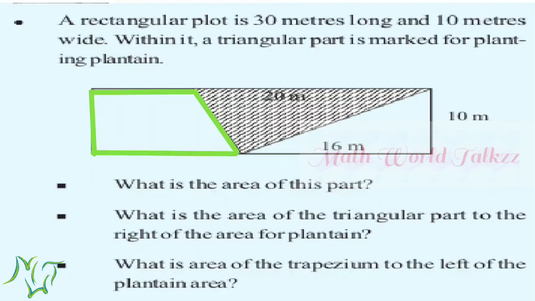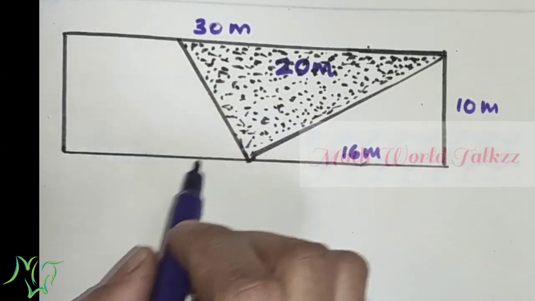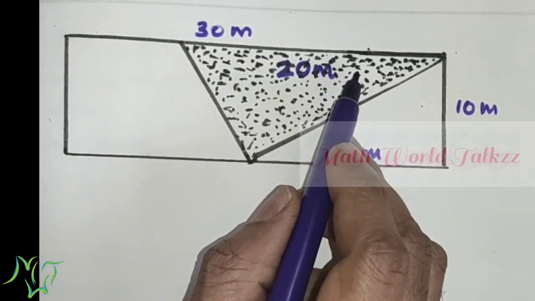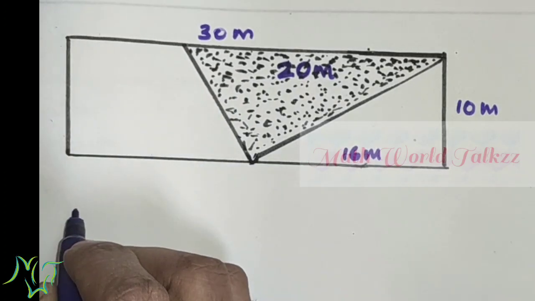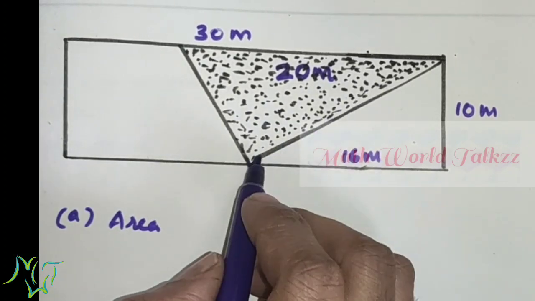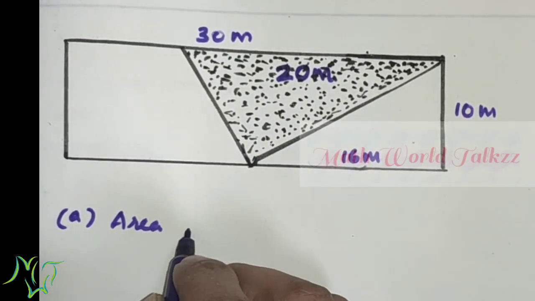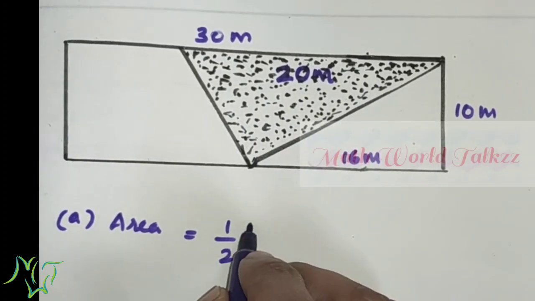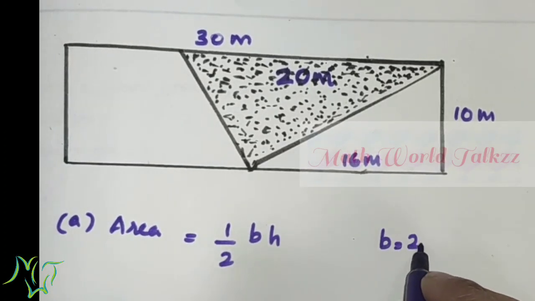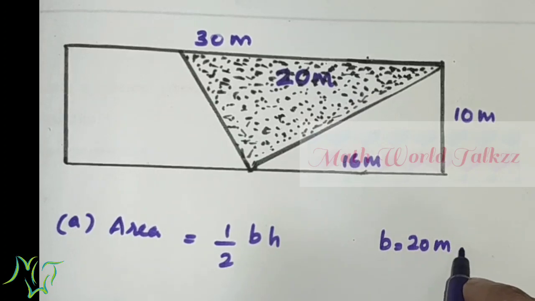So this is our rectangular plot, here we are doing it in another method, and this is the shaded triangle. First question is, we want to find the area of this shaded region. So area, and this is a triangle, right? So area is equal to half BH, and here base is 20 meter.